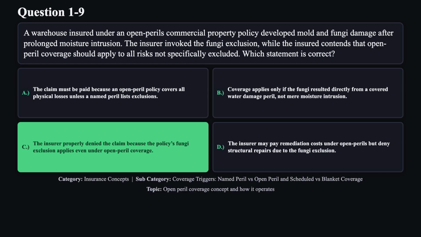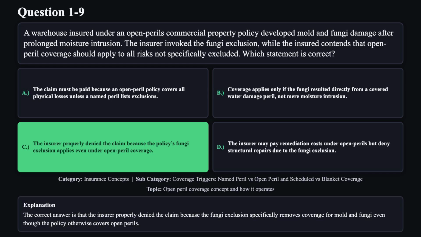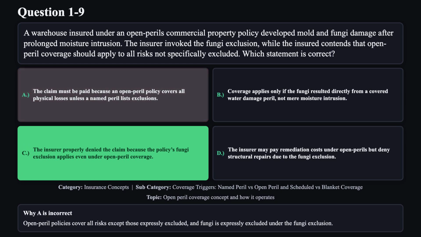The correct answer is C. The correct answer is that the insurer properly denied the claim because the fungi exclusion specifically removes coverage for mold and fungi, even though the policy otherwise covers open perils. Reason A is not correct. Open peril policies cover all risks except those expressly excluded, and fungi is expressly excluded under the fungi exclusion.